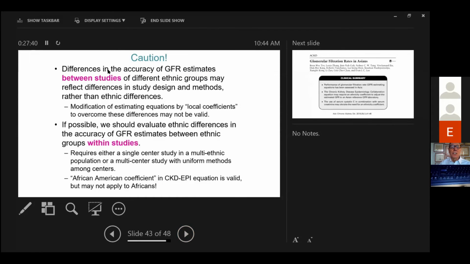However, we should be cautious that differences in the accuracy in GFR estimates between studies of different ethnic groups may reflect differences in the study design and the methods rather than the ethnic differences. And therefore, we should appreciate that if we modify the equation by local coefficients to overcome these differences, we may be attributing to ethnicity these local coefficients when it really has to do with study methods. Now, this doesn't mean that local coefficients are not important. You should view them as calibrations to the GFR equations.